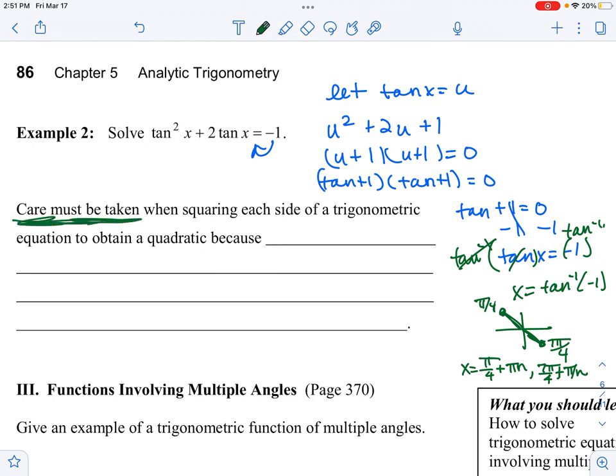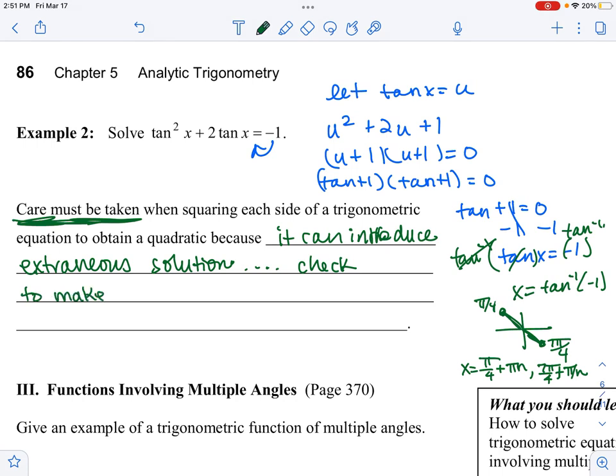So be careful. Care must be taken when squaring each side of a trig equation of the quadratic, because this procedure can introduce extraneous solutions. So extraneous just means extra solutions that we don't need. So we have to check, or extraneous means they're solutions, but when you plug them back in, they don't work. So check to make sure that when plugged back in, it still works. Okay.